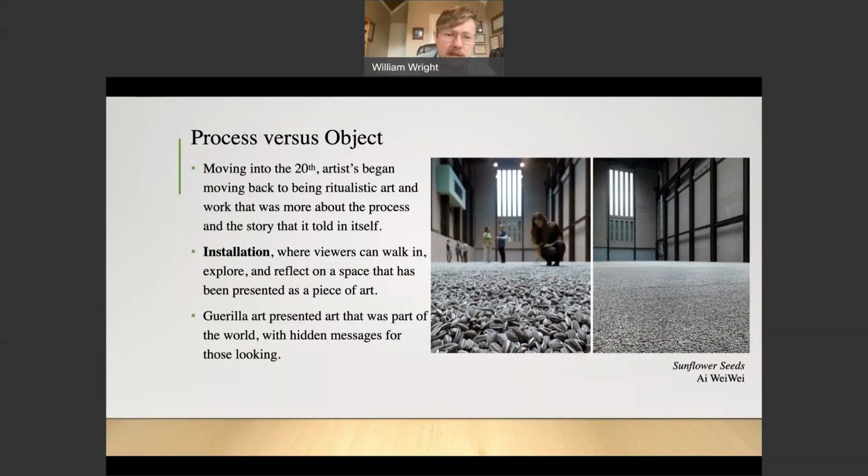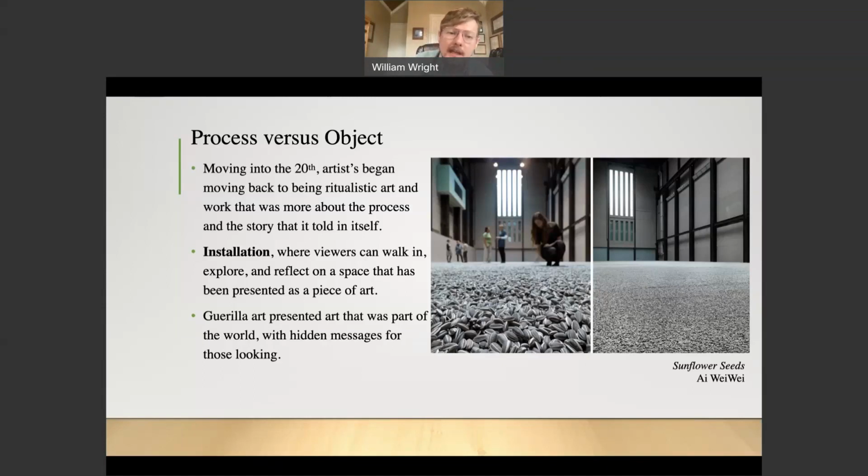So moving into the 20th century, a lot of artists began to understand that this highfalutin idea of art had sort of moved away from ritual, and from an artwork that was about the process and the story that it told in itself. The way that it was made was not being highlighted as much as it should be. In some other cultures, especially tribal pre-Western cultures, the act of making the art was almost more meaningful than the final thing itself.